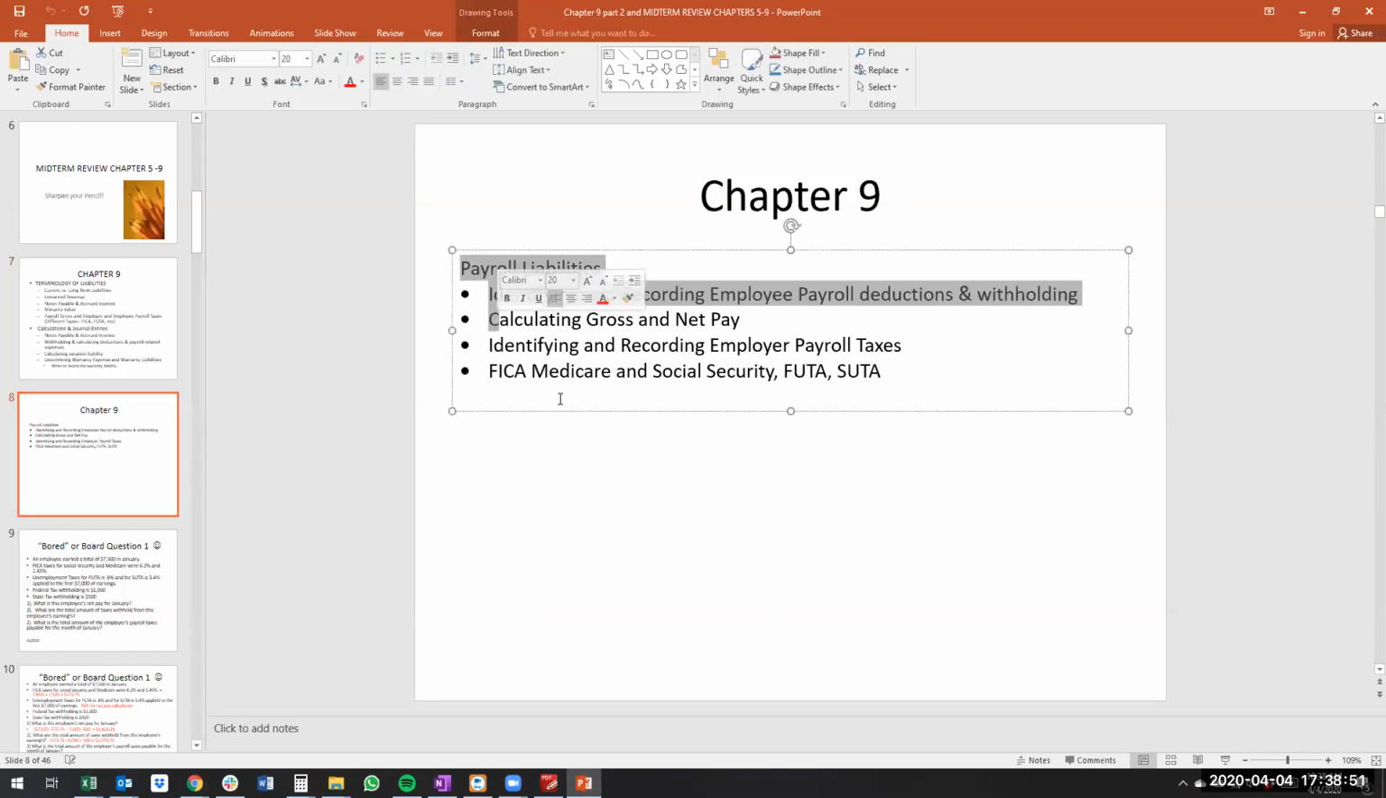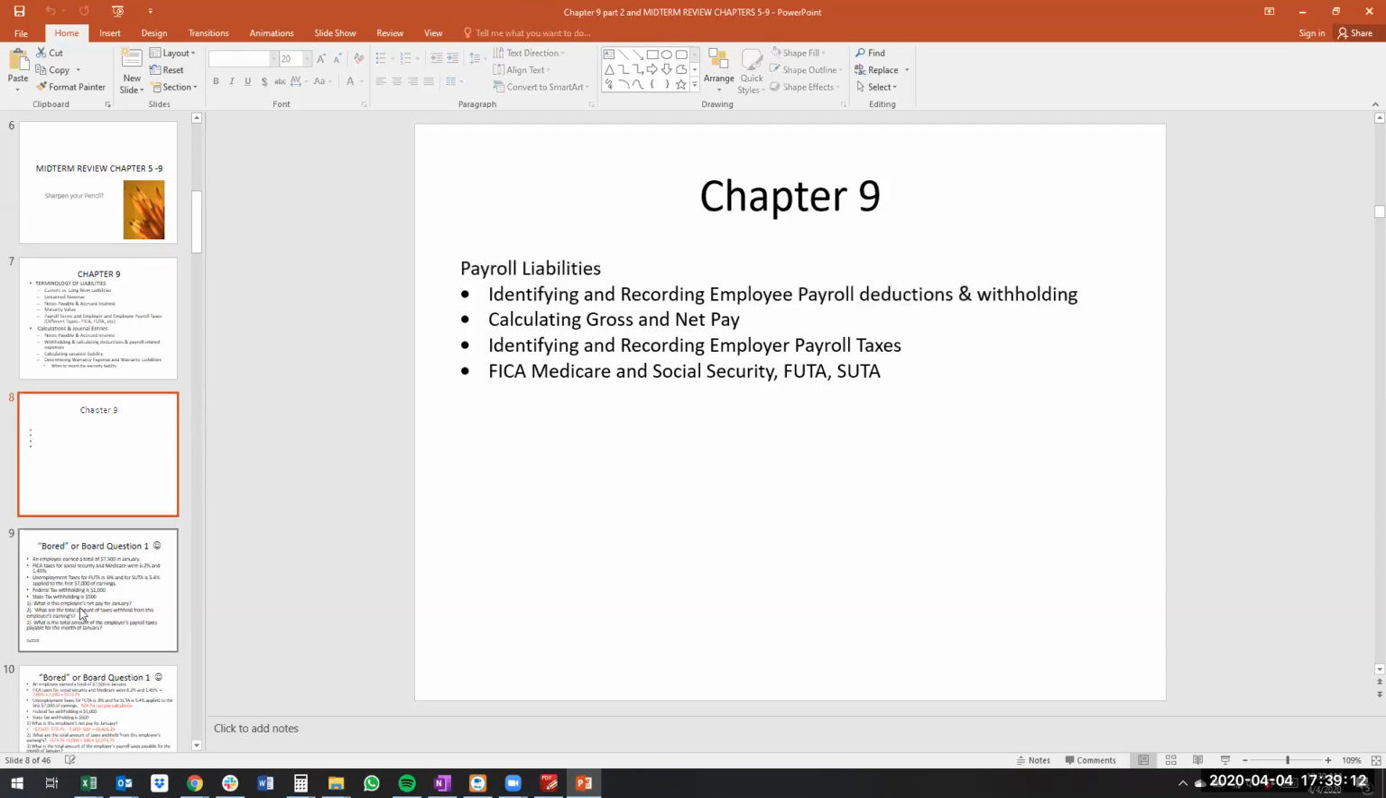Payroll liabilities: recording payroll deductions, withholdings, calculating gross versus net pay, identifying and recording employer payroll taxes, and FICA, Medicare, and Social Security, FUTA, and SUTA. Everything we just discussed, so I'm not going to spend too much time unless someone has questions in the chat. We'll go to the next chapter or some questions.